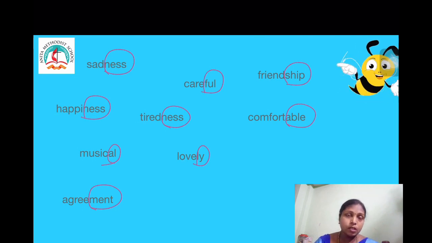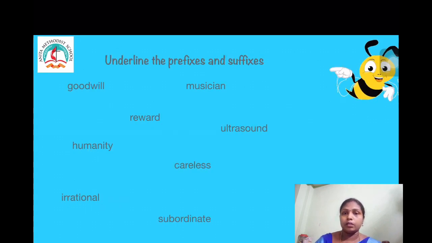So suffix is a group of letters that is used at the end of the word. Prefix is the group of letters that comes in the beginning of the word. Suffix comes at the end of the word. Okay, children, do you understand what prefixes and suffixes are? Now here is an exercise. Now we are going to underline the prefixes and suffixes in the given words. Are you ready, children? Yes, come on. We will identify the prefix and suffix here.